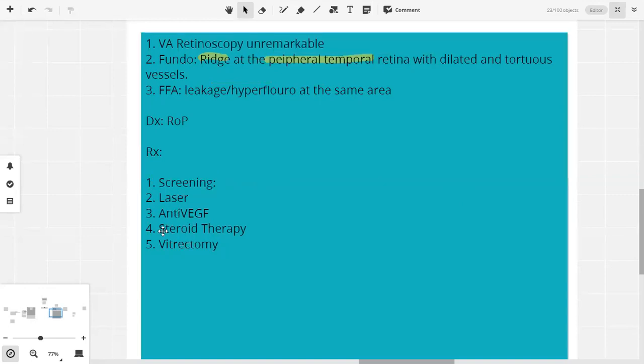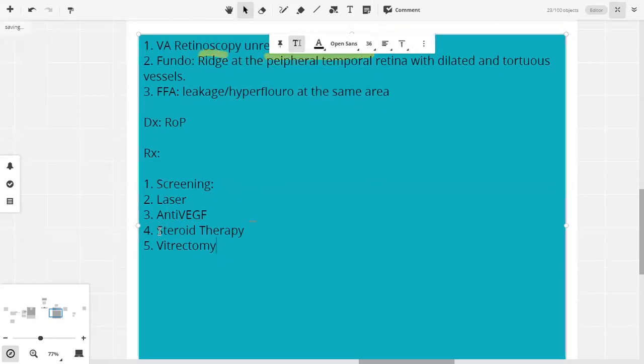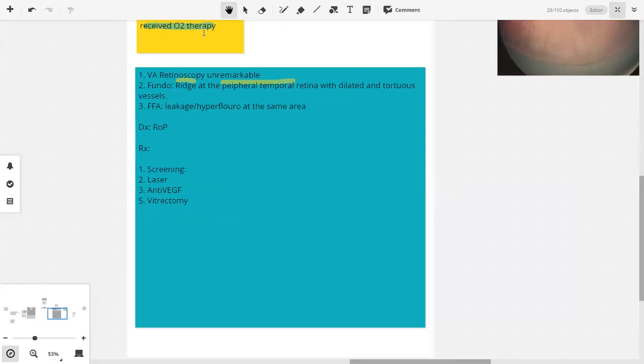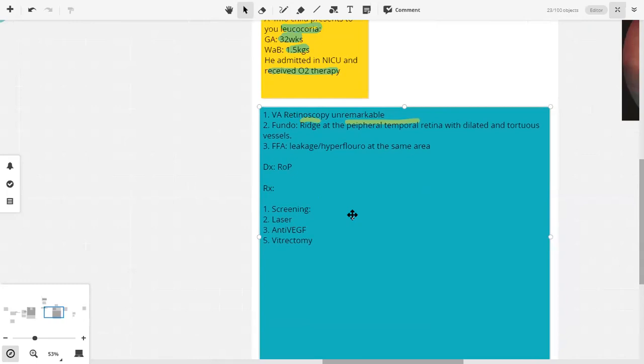Afterwards, there are two therapies. Steroid therapy, it basically does the same thing as laser and anti-VEGF, however, it is not much used in these diseases. So we will have laser and anti-VEGF therapy and then vitrectomy. Now, why do we use laser therapy? What is the purpose of this laser therapy?